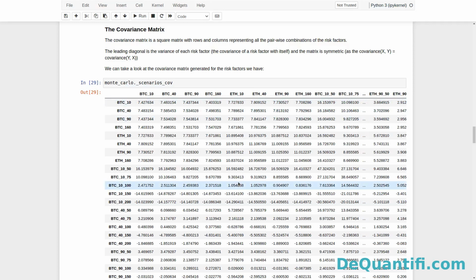Now, the important thing here, of course, is that we're including all the risk factors at the same time. So, for instance, we have the covariances between Bitcoin futures and Ethereum options. We also have the variances between different terms of the volatility surface. And so every single combination of risk factors is included in here.